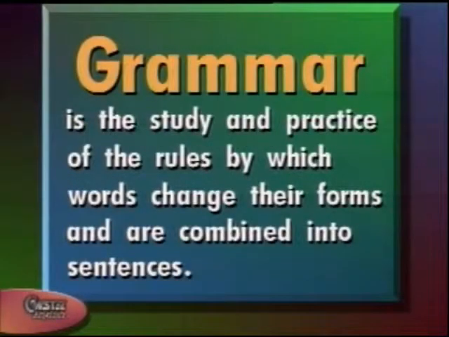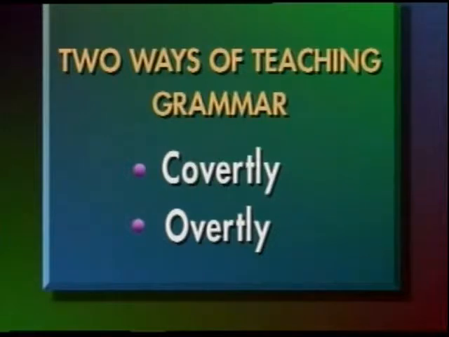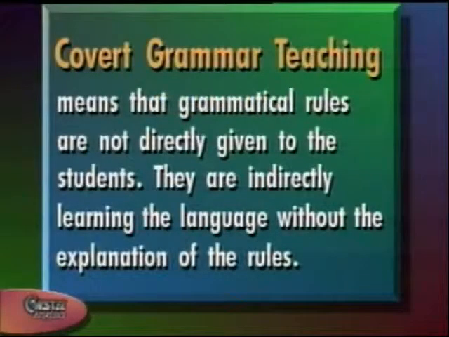Another school of thought defines grammar as the study and practice of rules by which words change their forms and are combined into sentences. Based on this definition, we can say that grammar can be taught in two ways: covertly and overtly. Covert grammar teaching means that grammatical rules are not directly given to the students. They are indirectly learning the language without being given the explanation of the rules. With covert grammar teaching, teachers help the students acquire and practice the language, but they do not draw conscious attention to any of the grammatical facts of the language.